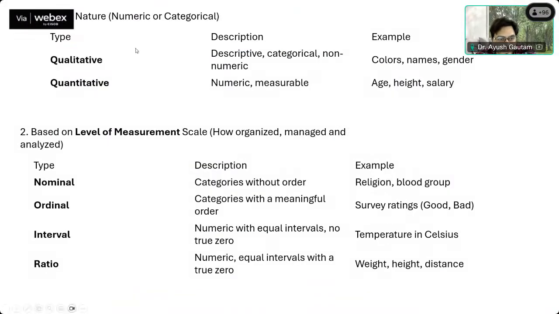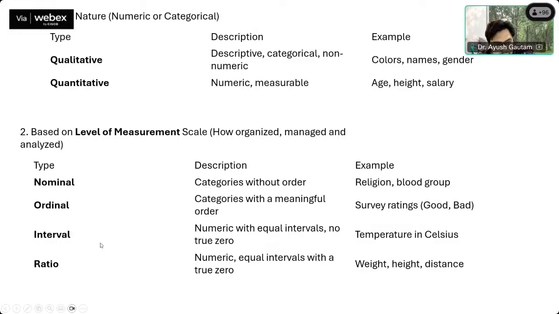So just look at it. What is nominal data? Categories without any order, like religion and blood group. Ordinal data means categories with a meaningful order, like January, February, March. If there is a meaningful order, then it is ordinal data. If there is no meaningful order, then it is nominal data, like religion or the blood group.